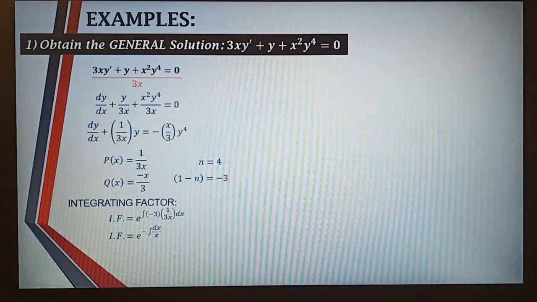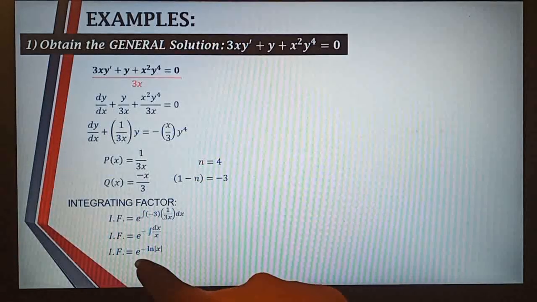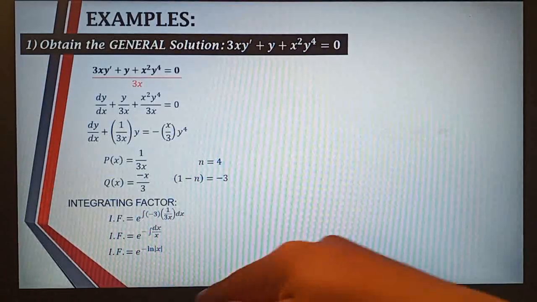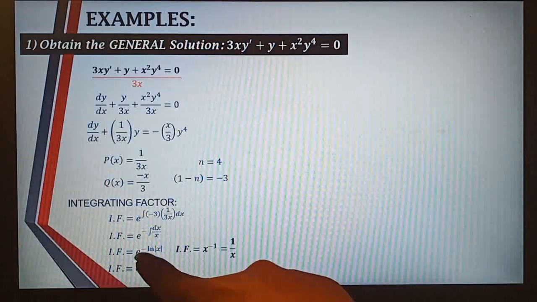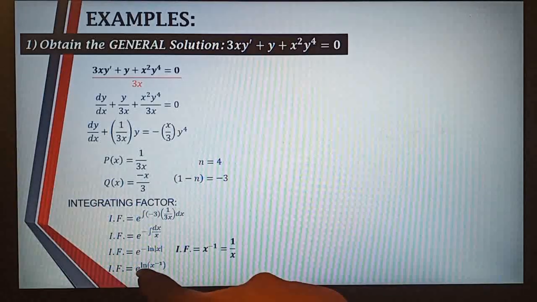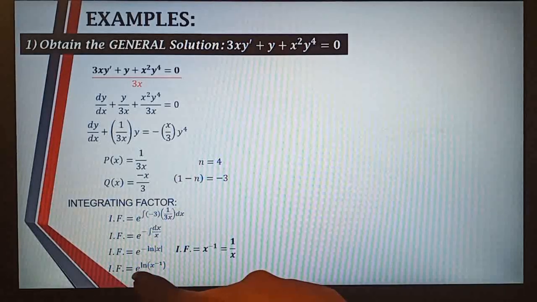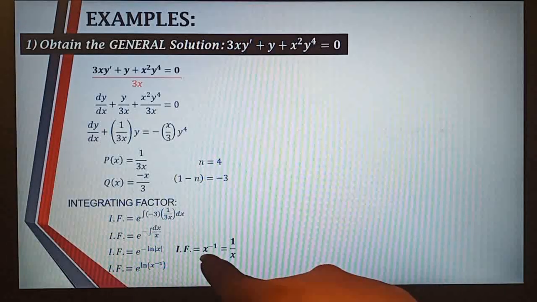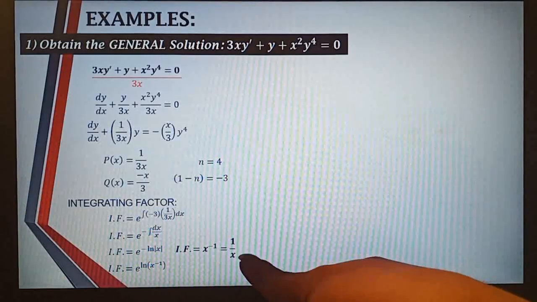So when we evaluate that, you will now have e raised to negative ln of x. Since negative 1 can be an exponent of x, you will have e raised to ln of x raised to negative 1, then e raised to ln cancels. You will now have x raised to negative 1, or simply your integrating factor is 1 over x.